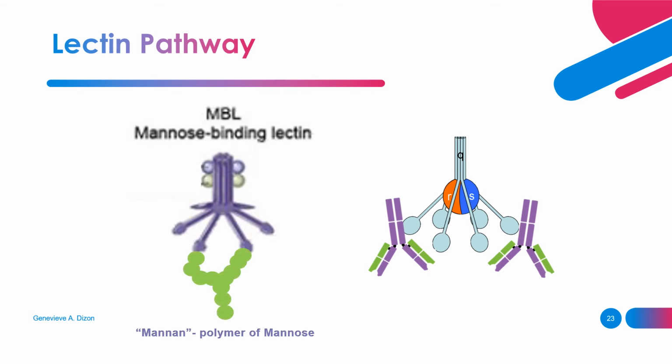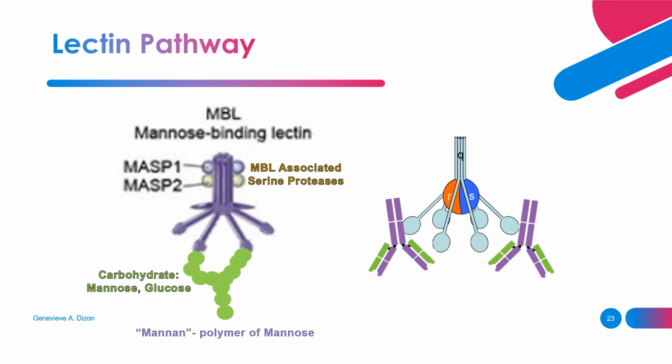A lectin is any protein that binds with sugars or carbohydrates like mannose and glucose, which are found on the surface of microorganisms. MBL is associated with other proteins called MASPs. MASP stands for MBL-associated serine proteases. The MASPs are very similar to C1R and C1S molecules of the classical pathway in that they cleave C4 and C2.